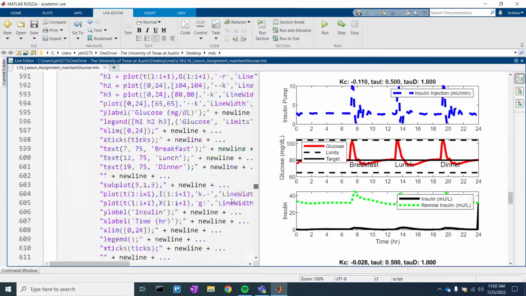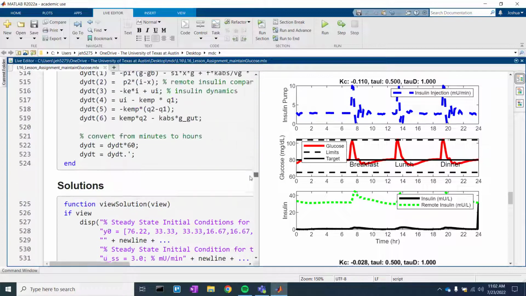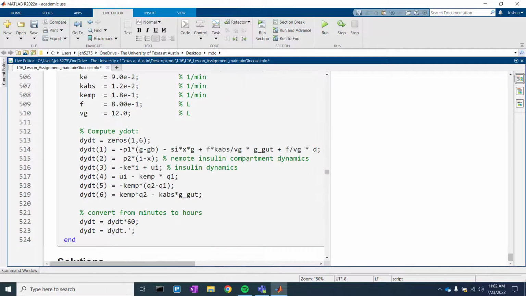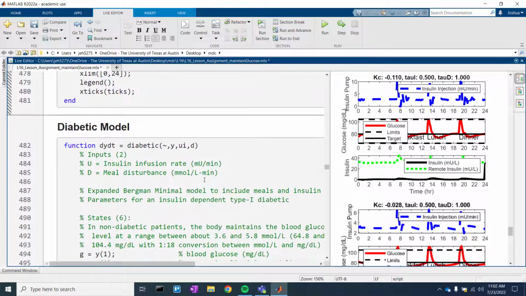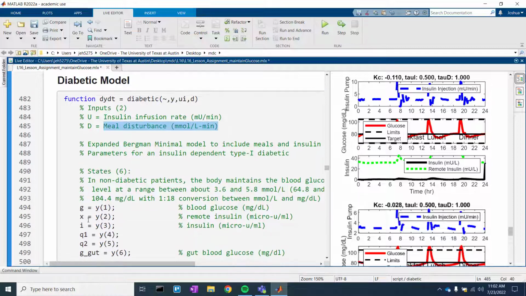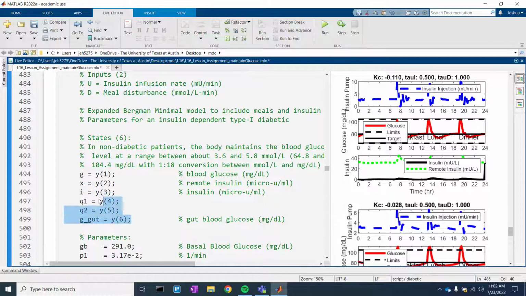Let's first just actually look at our diabetic function, which will simulate the diabetic patient. We have a couple inputs. Those inputs are the insulin infusion rate and the meal disturbance, which is in millimoles of glucose per liter minute. Then we have this Bergman minimal model to include meals and insulin. We look at the states here. These are the 6 things that are integrated. We have the blood glucose, remote insulin, and the insulin within the system.